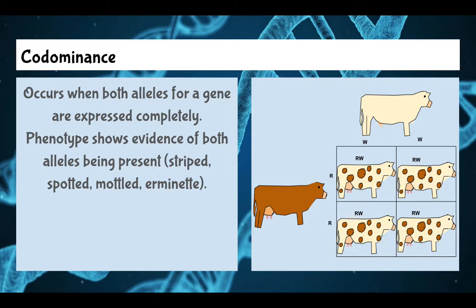Now when you write a codominant Punnett square, normally we use a capital letter for the dominant and a lowercase letter for the recessive. Well, in this case, both of them are dominant and completely dominant. So we're going to use two different capital letters. So in the example with the cows I've given you over here, R stands for the red cow or the brown cow, and W stands for the white cow. When you cross them, you get roan cows.